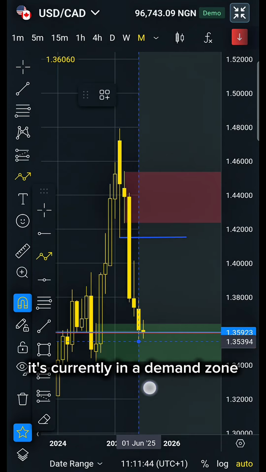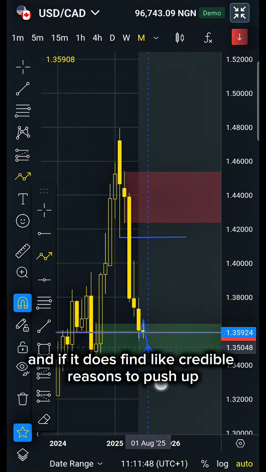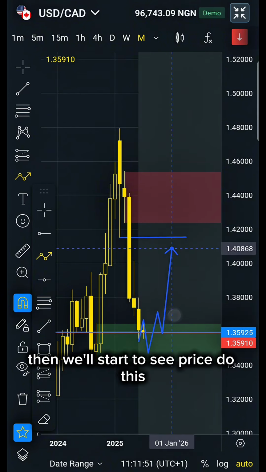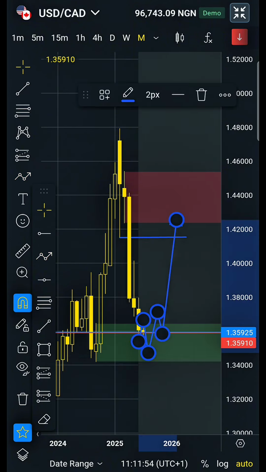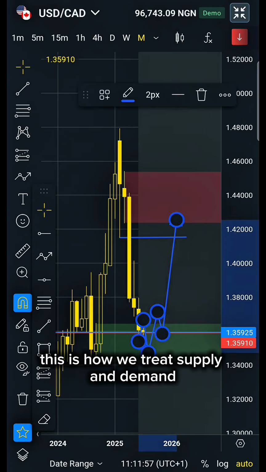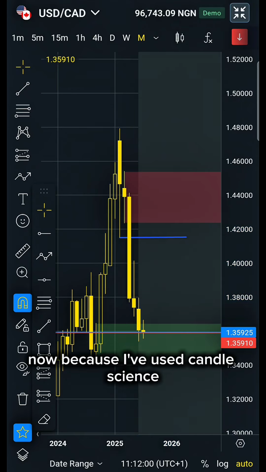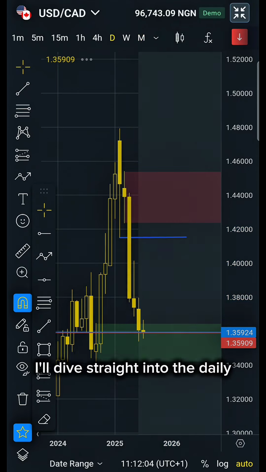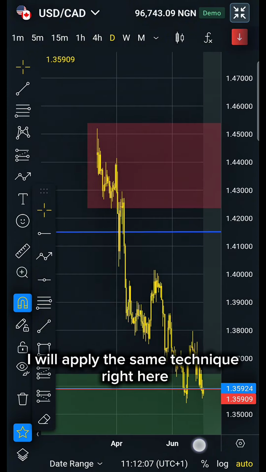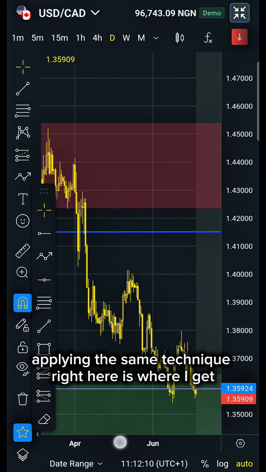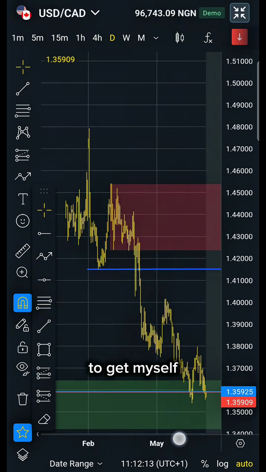It's currently in the demand zone, and if it does find credible reasons to push up, then we'll start to see price do this until it comes back here. This is how we treat supply and demand. That is on the monthly. Now, because I've used candle science, I no longer need to look at the weekly. I'll dive straight into the daily. I'll apply the same technique right here.